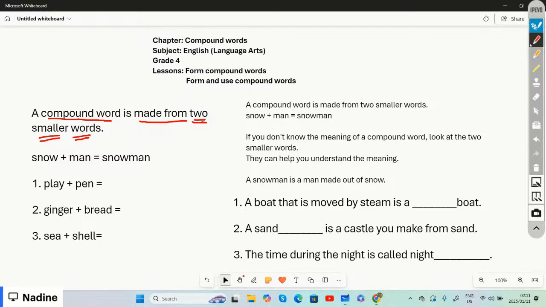Yes, like rainbow. Well done. It is rain plus bow. Rain, when the clouds are full, it starts to rain. A bow in our head, a bow in something. If we put it together, it is rainbow. Well done.